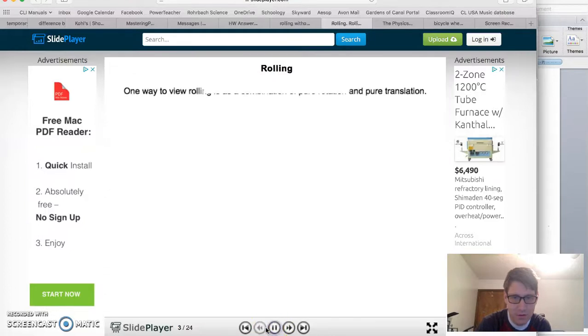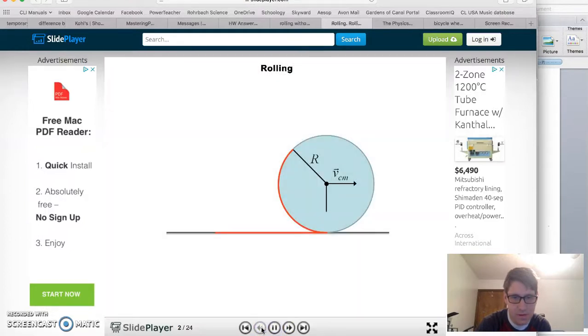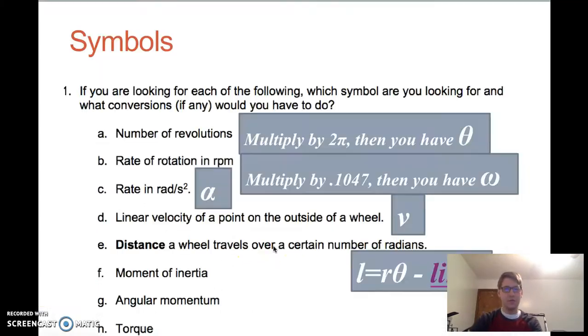Anyway, theta is this arc length that's been traveled, and the arc length L, this animation is calling it S, is the same length that the object has traveled. So going back to the question, the distance the wheel travels over a certain number of radians is this L that you can find using L equals r theta.